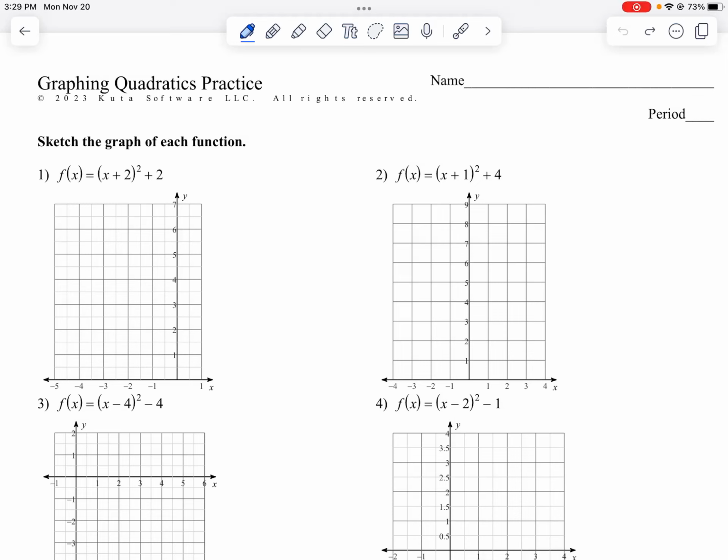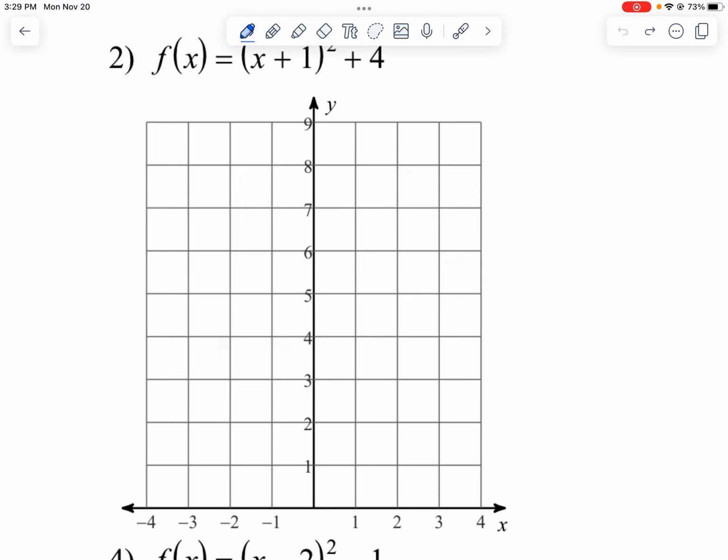Hello, ladies and gentlemen. Time for a little overview of graphing quadratics practice. This is just meant to build on the skills we were working on yesterday, which is graphing quadratics, which are parabolas, right? They make the U shape. And the easiest way to go about graphing these is to realize what a plain old x squared graph looks like. And so I'm going to look at 2 here.